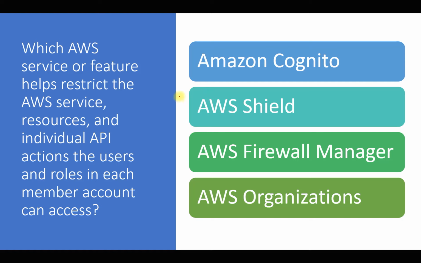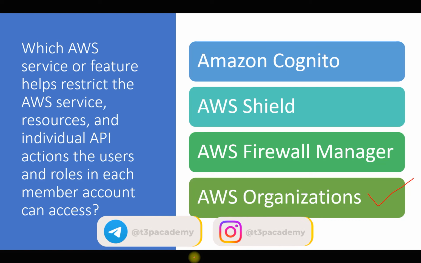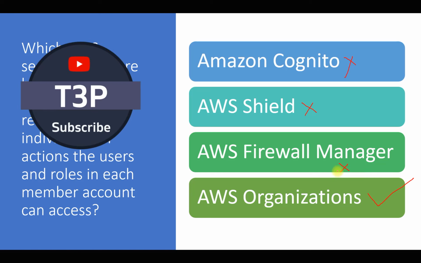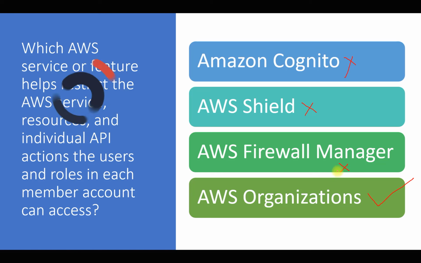So here we are looking for the service which can help us restrict the AWS service resources and individual API access. So I can see that can only be done by AWS Organizations. As we discussed, Cognito is only for providing sign-in and sign-up services for mobile applications, so it's not correct. AWS Shield is used for protecting from DDoS attacks, so it is not what the question is looking for. And Firewall Manager is for managing security-related services in AWS. So our answer will be AWS Organizations for this question.